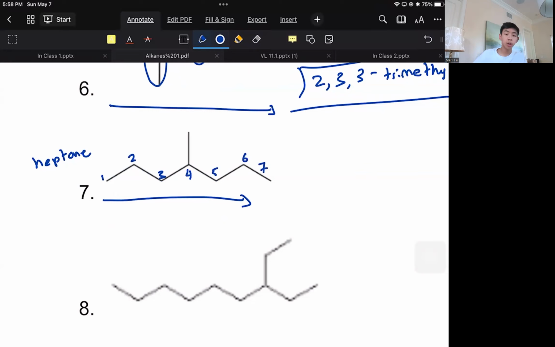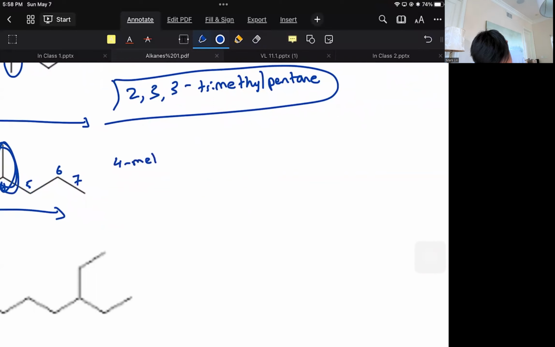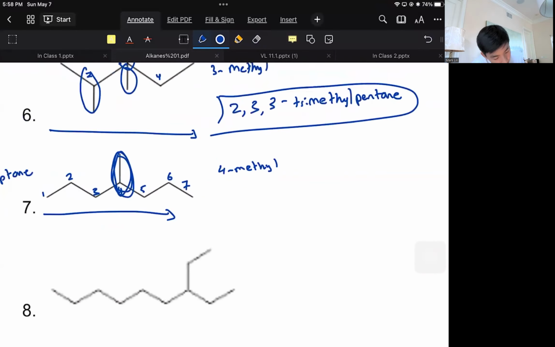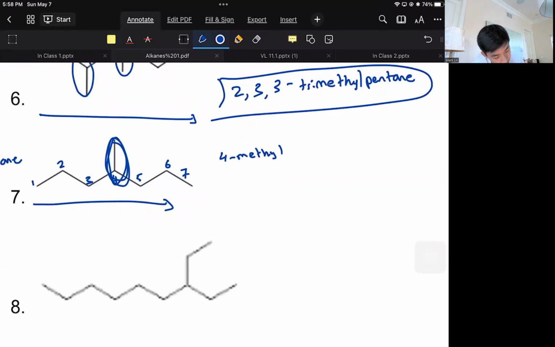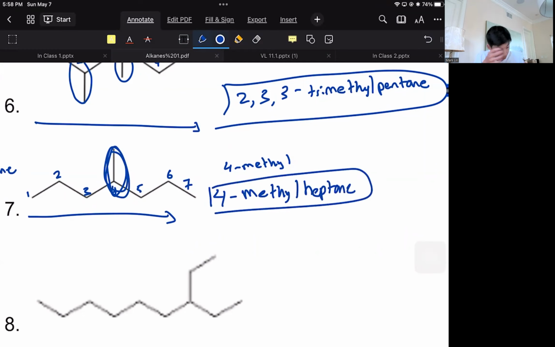So let's number them. That's our second step. Following the second step, we need to find out what the strands coming out are. Number 4 has a methyl because there's only one jutting out. So 4-methyl. And then let's just name it. It's just going to be 4-methylheptane. Sweet. Let's get on with it.